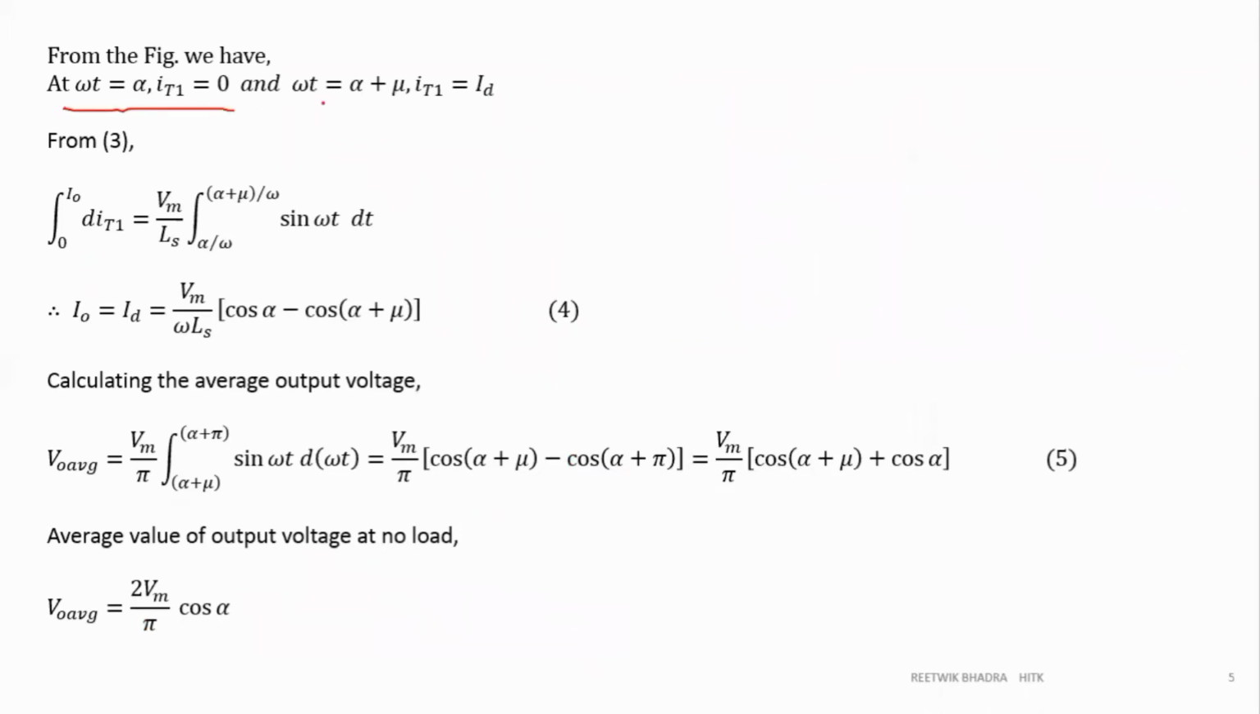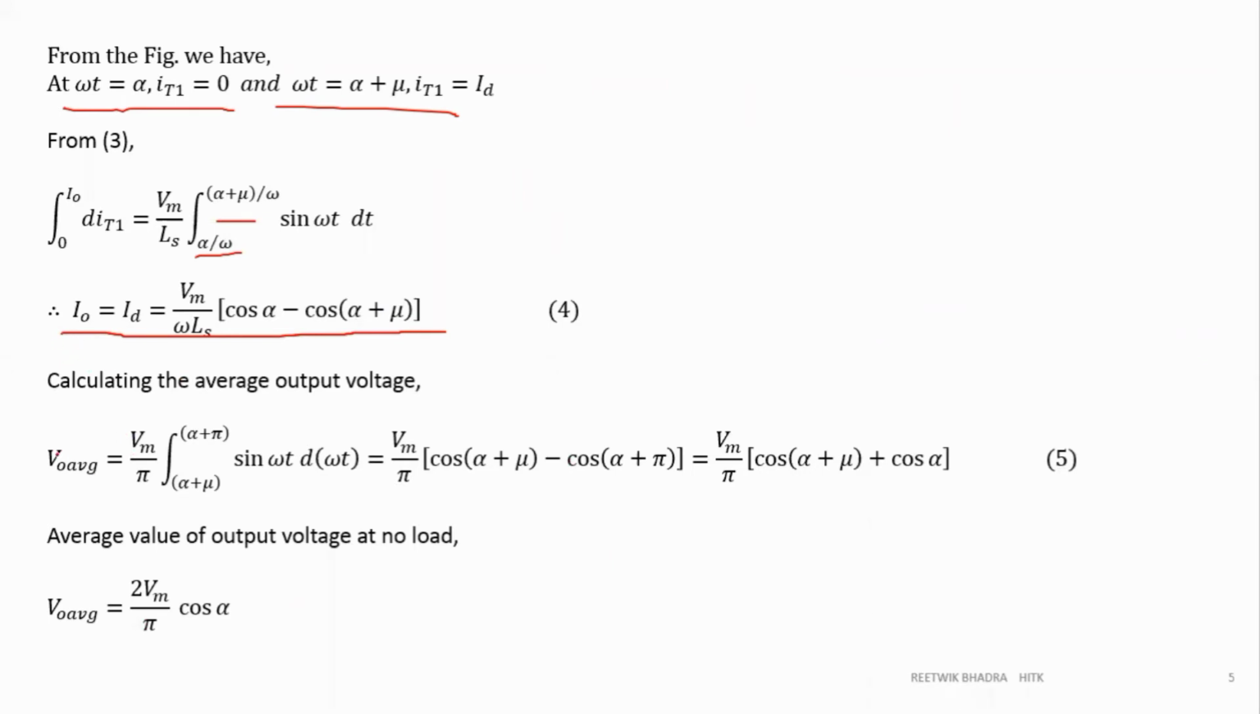The same thing which I told you: put the limits accordingly, do the integration, you will get it. I have written I naught is equal to ID just to prevent your confusion. What is I naught? Because in the diagram I've used ID, both are same. So you will get this equation over here. This is for your I naught.